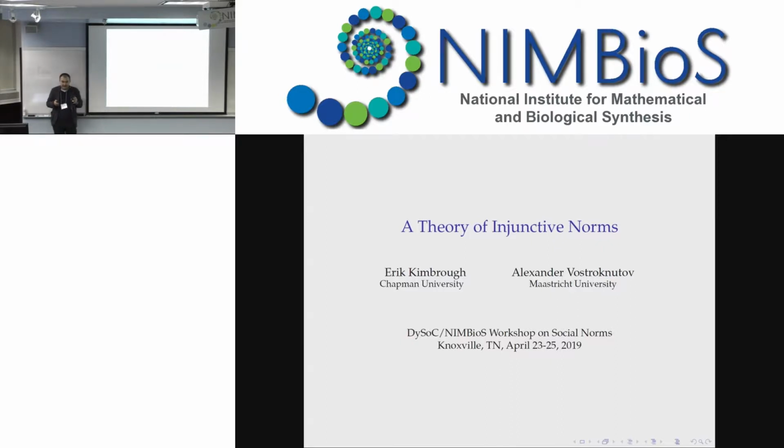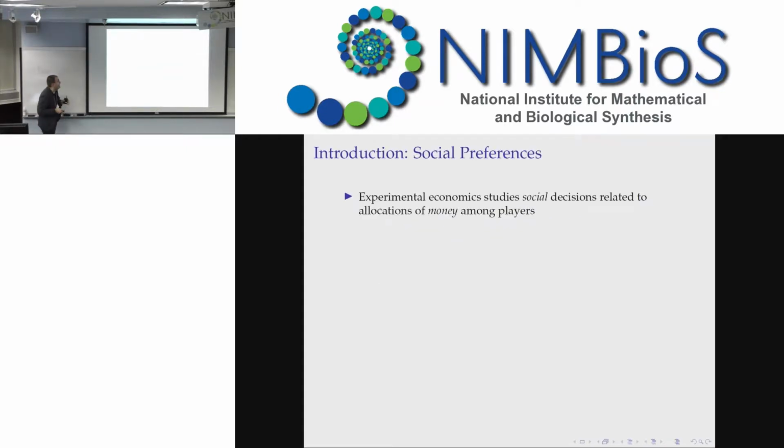a little overview of the development of behavioral economics in the last 20 or 30 years. Just for those who don't know, experimental economic studies also study individual behavior, but for us, the interesting part is mostly social decisions related to some kind of allocation of money. And what I will talk about is how to model what norms should emerge given some specific types of allocations that are available. This, of course, is not a new question in experimental economics, and many people worked a lot on this.